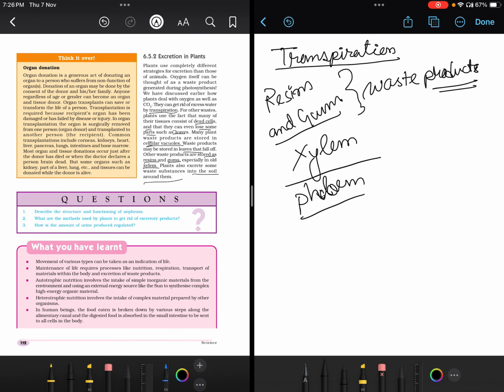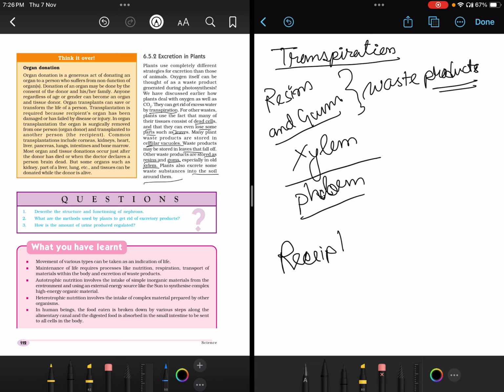So let's talk about organ donation. Organ donation is a generous act of donating an organ to a person who suffers from non-function of organs. Donation of an organ may be done with the consent of the donor and his family. Anyone, regardless of age or gender, can become an organ donor and tissue donor. Organ transplants can save or transform the life of a person.